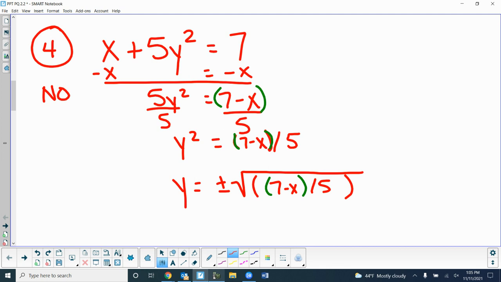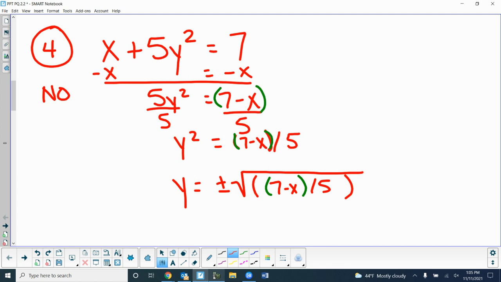Now, if you want to write 7/5 minus 1/5 x, you can, but it's a little bit quicker that way when you just divide the whole thing by 5. You see what I'm doing? Just trying to make it easier to type in. Does that make sense to you guys?